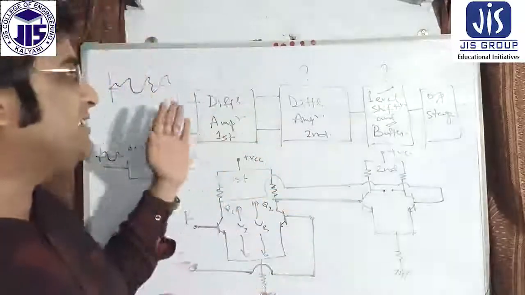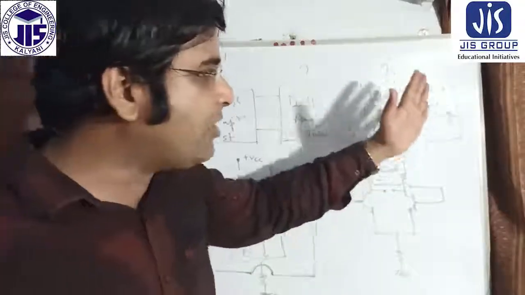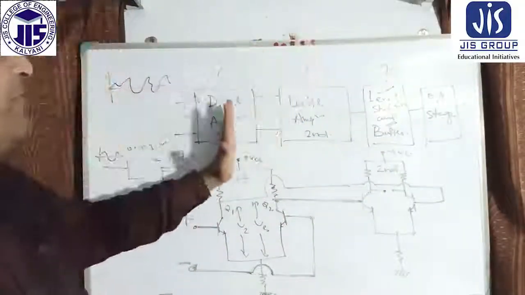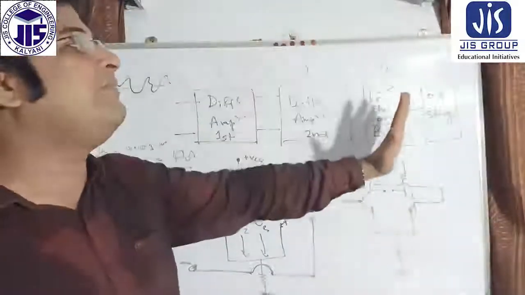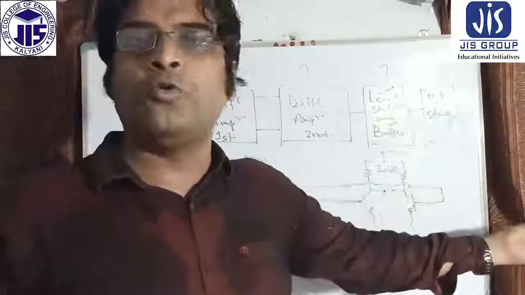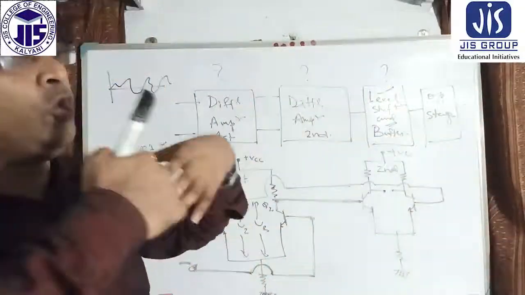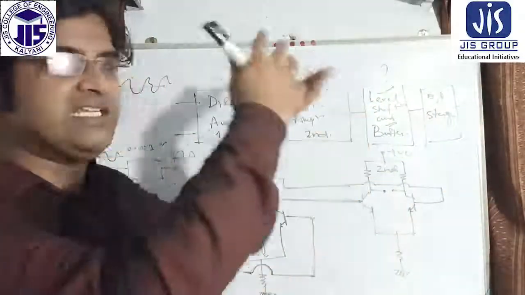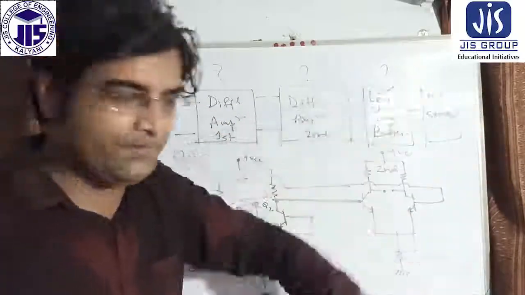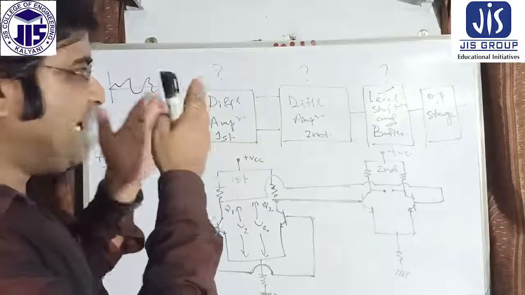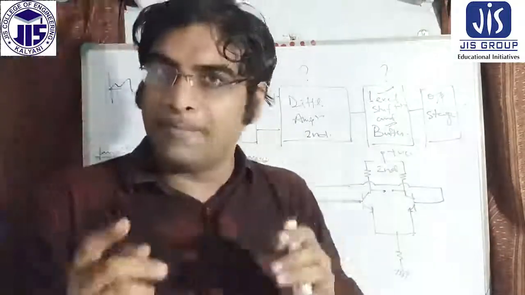So these are the several parts of the operational amplifier: first and second differential amplifier, level shifter, buffer, and then the output stage. Through that way we can proceed to the next step of the operational amplifier. So these are the steps of the operational amplifier.